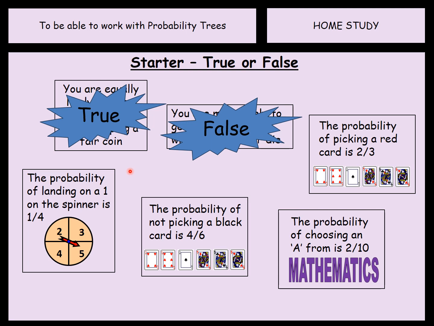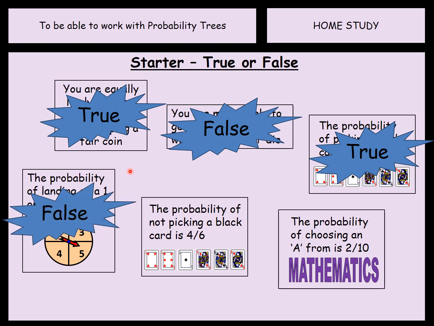Probability of picking a red card is 2/3. Yep, that's true because you've got 4 reds out of 6, and 4 out of 6 is the same as 2/3. Probability of landing on a 1 on the spinner is 1/4. It's false simply because there is no 1 on there, so that would be 0. Probability of not picking black is 4 out of 6. So not picking black, well, yeah, okay, true, because you've got 4 reds out of 6.